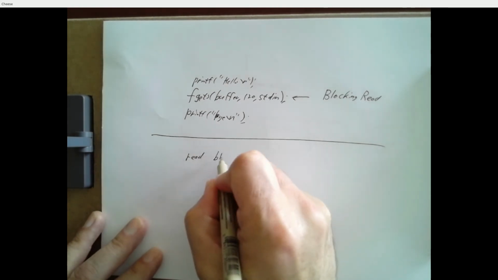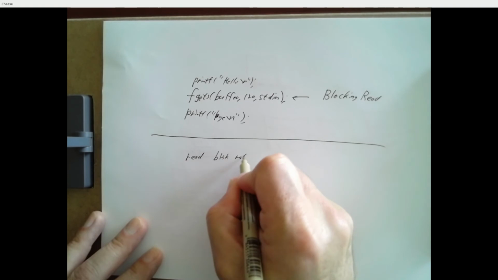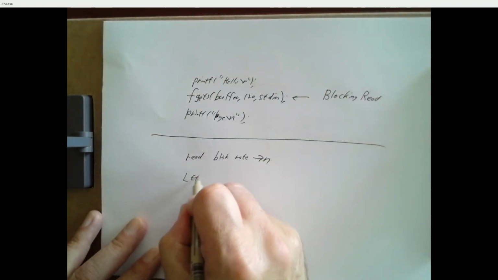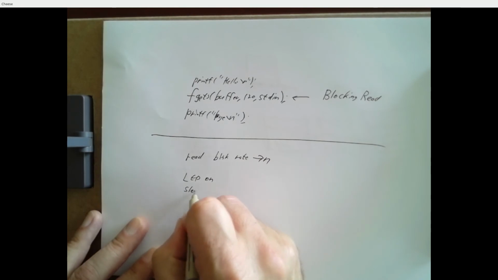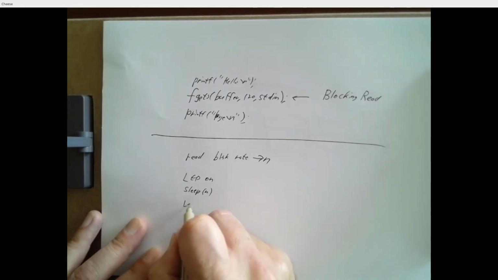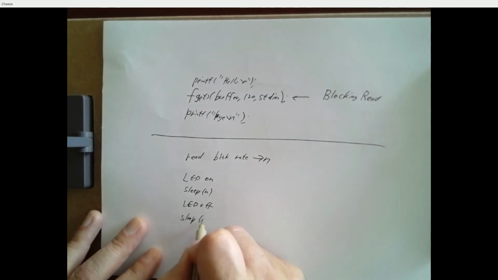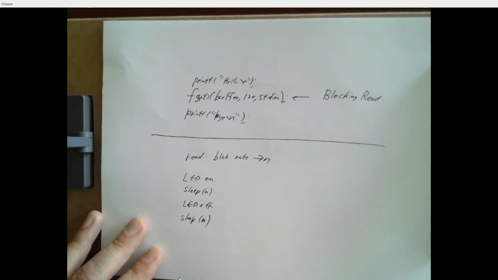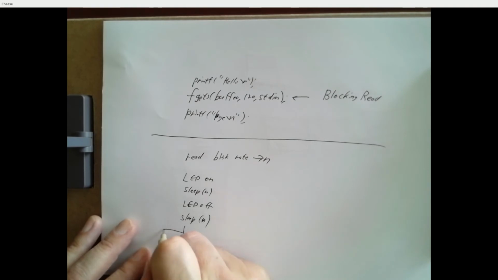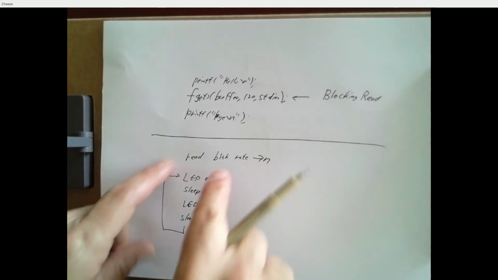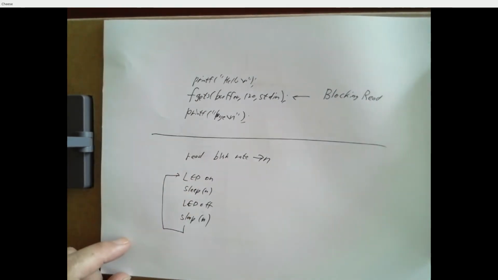So read a blink rate. Let's store that in a variable n. LED on. Sleep for n. LED off. Sleep for n. And well, if we go back up here, our LED is blinking now, but if we don't do another read, the user can't change the blink rate.